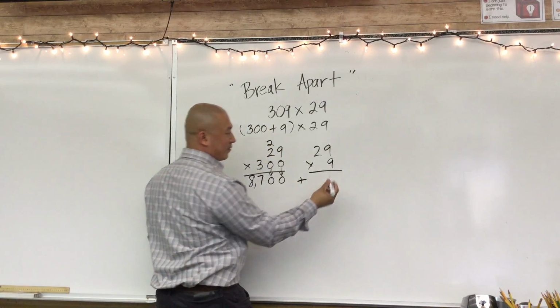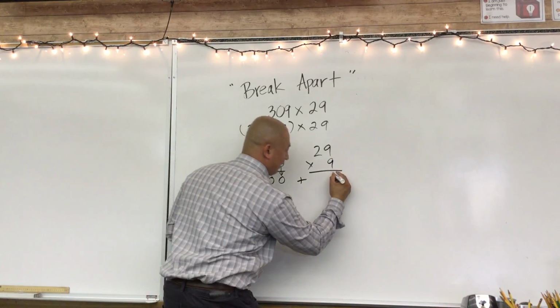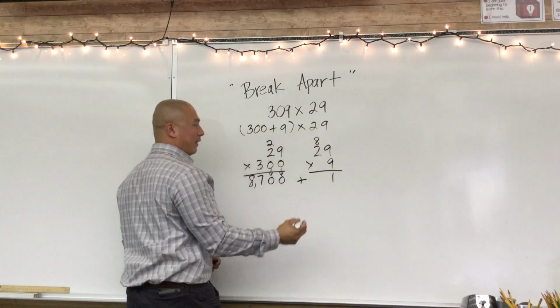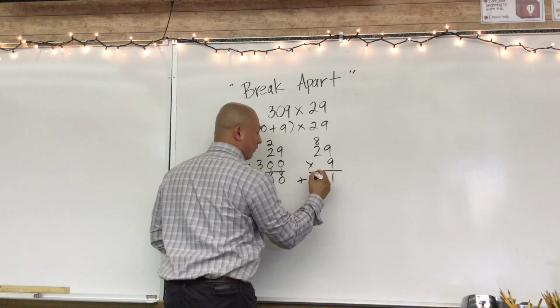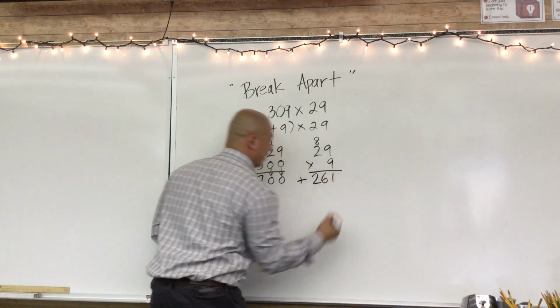Again, you're going to use mental math strategy. 9 times 9 is 81. Please regroup the 8. 9 times 2 is 18. Plus 8, that would give me 26.